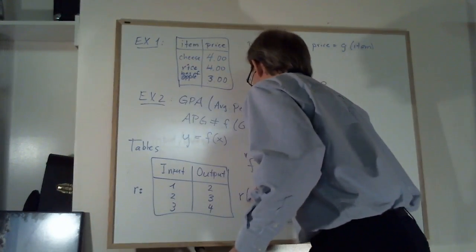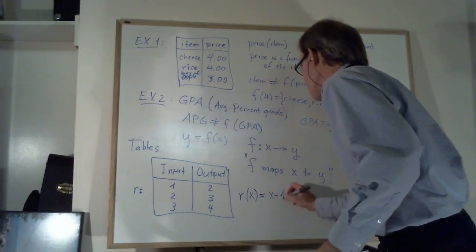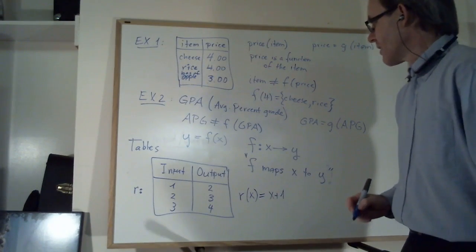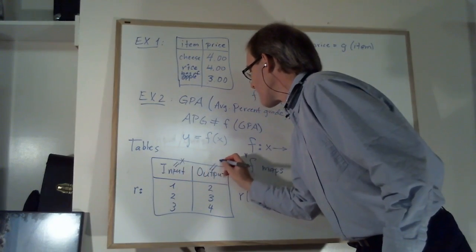So one way of writing this is r of x is equal to x plus 1, if you want to write something algebraic there. So in other words, I could call this input is x and the output is y.